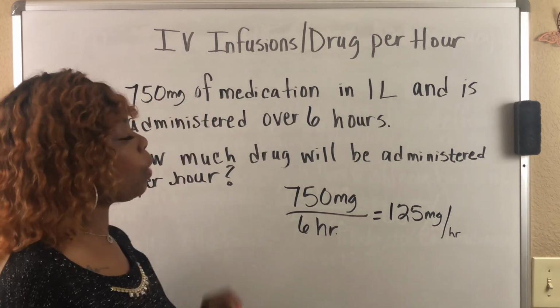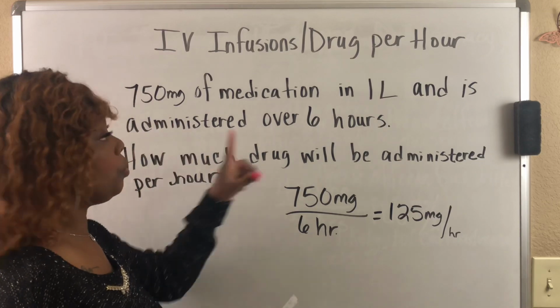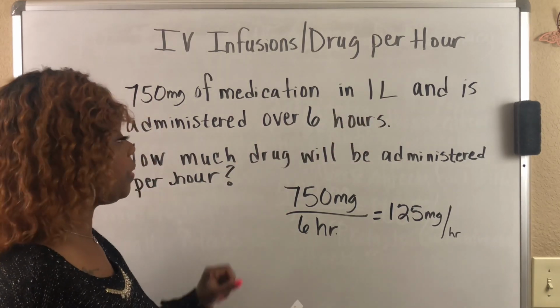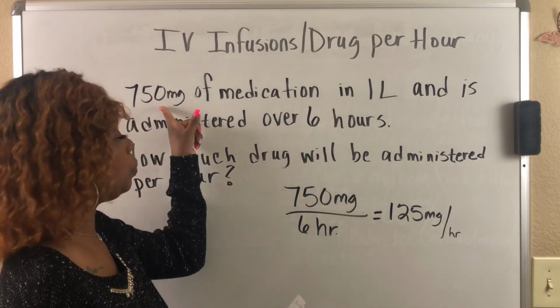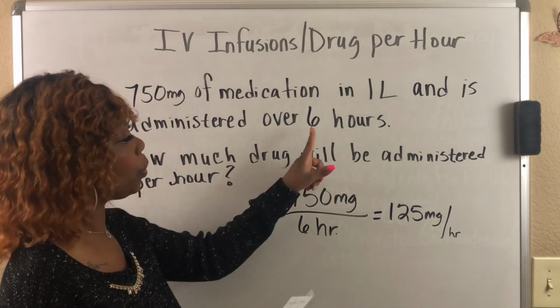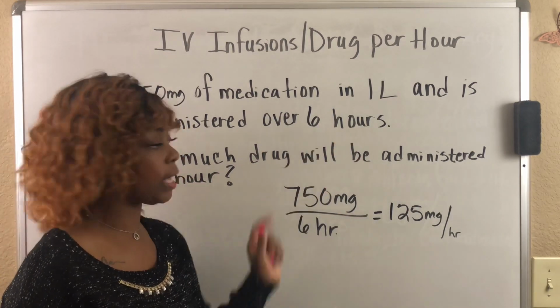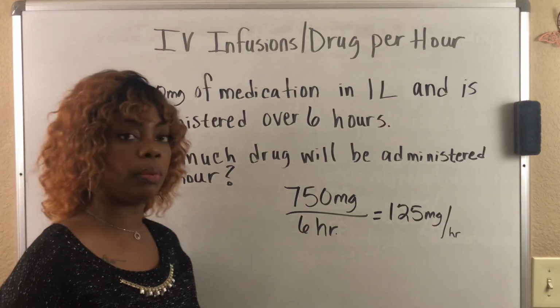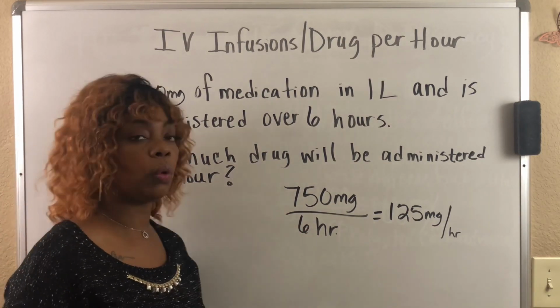You just take out what you need. Because all you need, you don't need the 1 liter. You only take out how much drug, which is 750 milligrams. You only take out how much per hour, which this will be infusing over 6 hours. So we have 750 milligrams of that drug. It's going to be running over 6 hours.